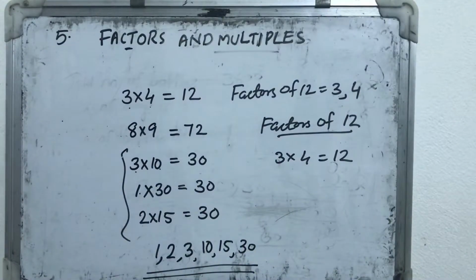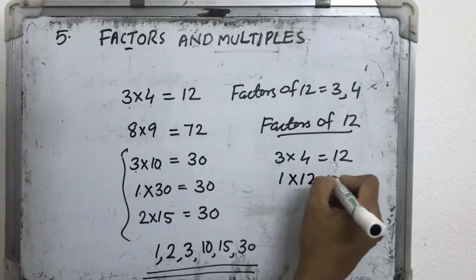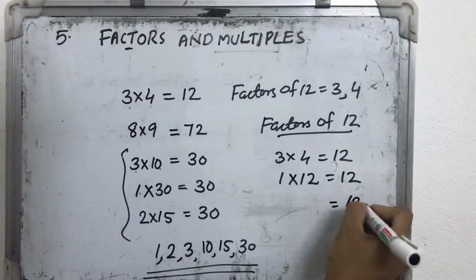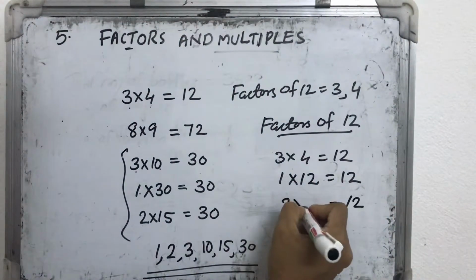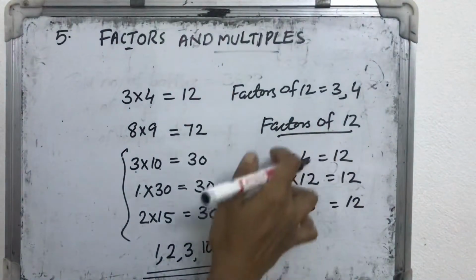Can you find any other pairs to get 12 as the product? When we multiply any number with 1, we will get the same answer. So we can write 1 into 12, that is also 12. Then any other pairs to get the answer 12? 2 into 6 is also 12. So this many pairs, this many numbers we got.